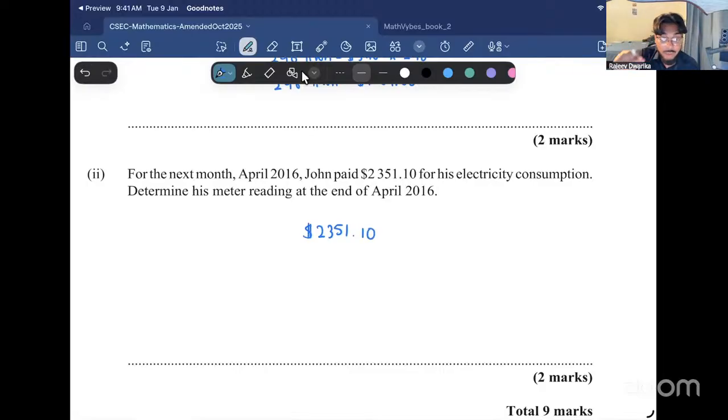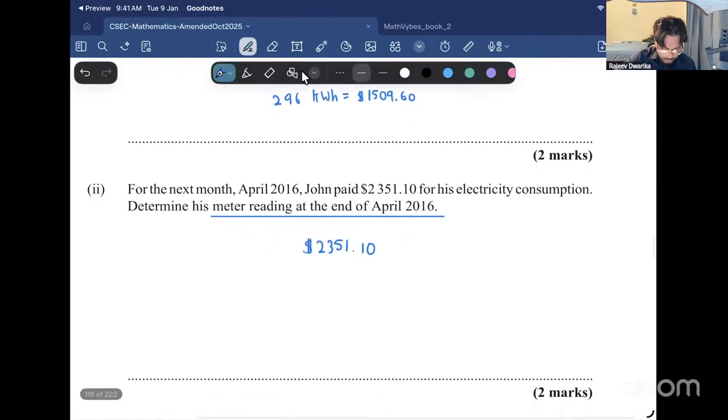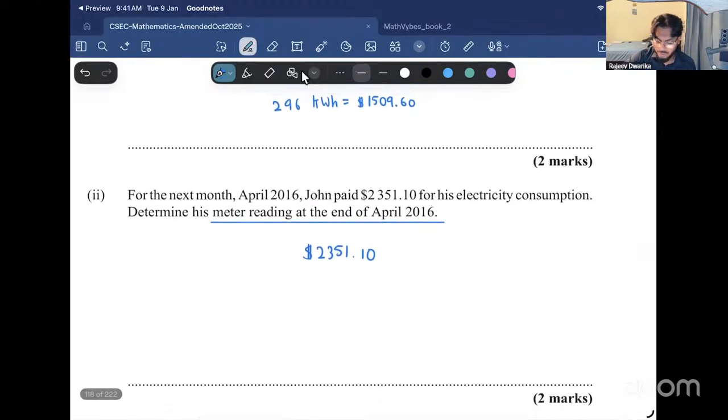So now they're talking about the next month, right? The next month is April. Now, how much did he pay in April? $2,351.10. And they want us to find what the meter reading is at the end of April 2016. So, do you have a game plan on figuring this question out? So you have to minus from the previous month. No, it wouldn't be minus from the previous month.